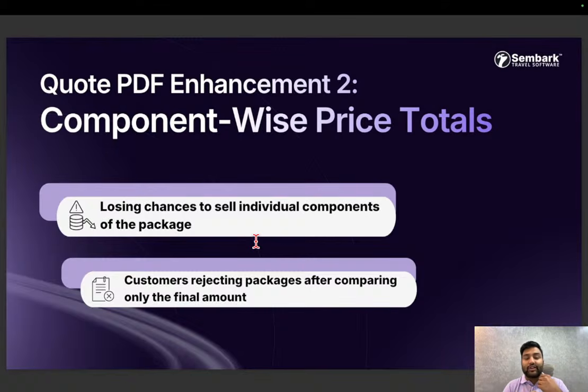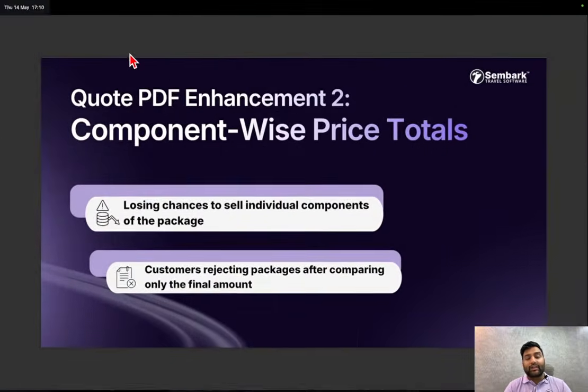So with this feature, we have given you the flexibility to mention component-wise prices in your PDF. So let's say if the customer has already booked the hotels from somewhere else after you have given the quotation, they can still book something from you. So in general, you will have some chance of some revenue from the customer, right? Earlier, the customer would reject outright after seeing the final amount. You can still show them the individual components of the package price. So it will look something like this.